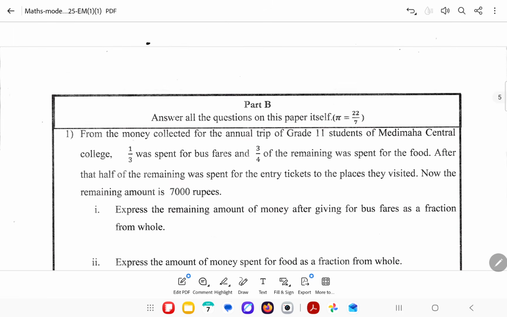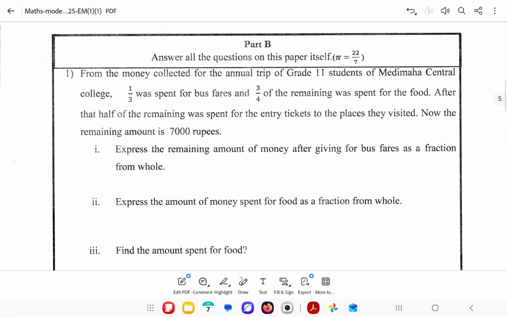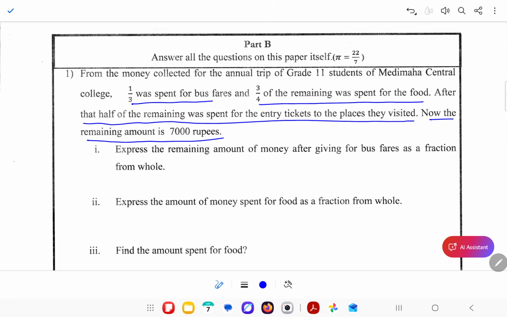Right. Then let's look at part B of the first paper. From the money collected from the annual trip of grade 11 students of Madhimaha Central College, 1/3 was spent on bus fares, 3/4 of the remaining on food. After that, half of the remaining was spent on entry tickets to the places they visited. Now the remaining amount is 7,000. Express the remaining amount of money after paying for bus fares as a fraction of the whole.